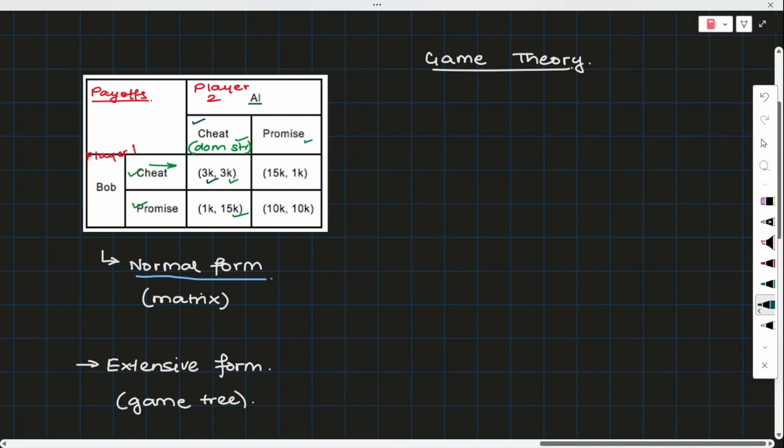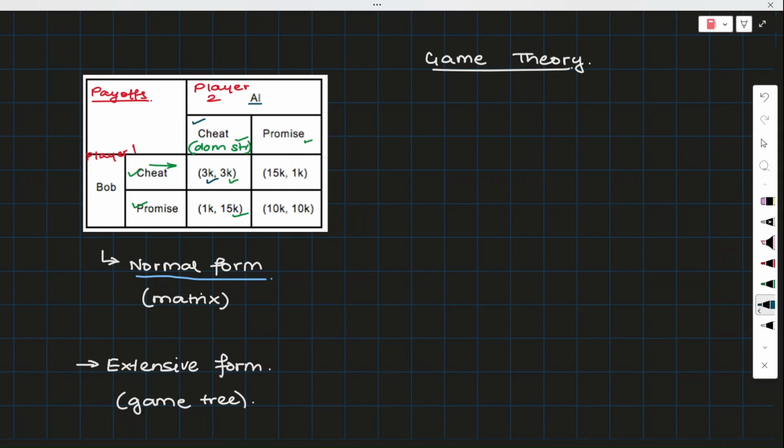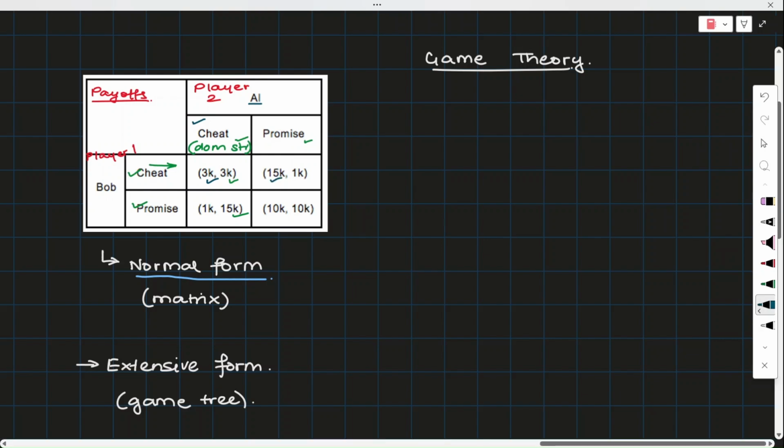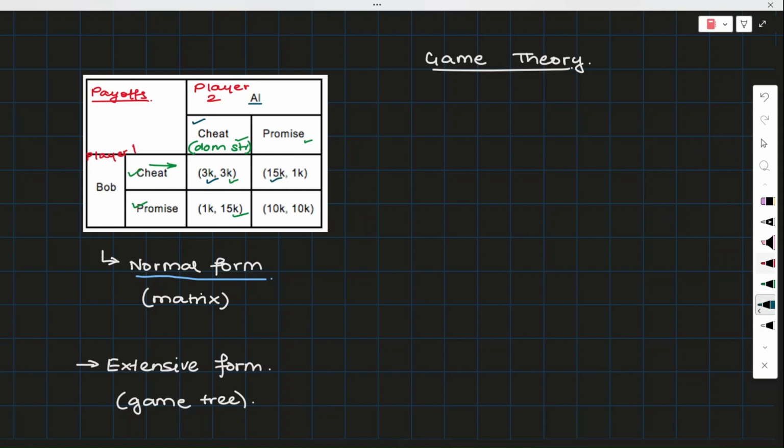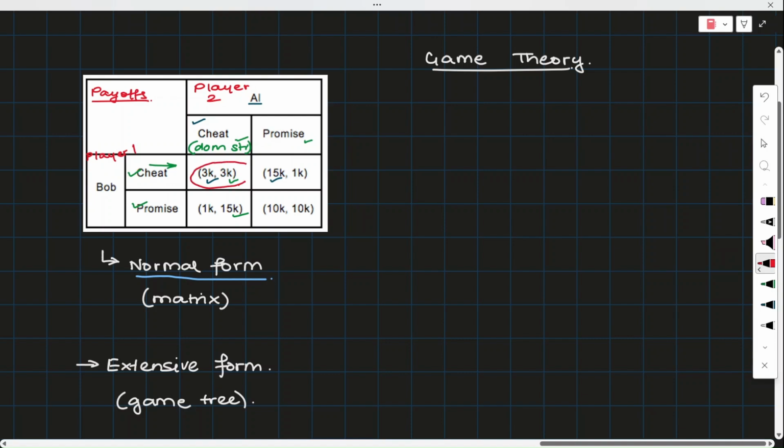Similarly, I want you to do an exercise now and see that when Al ends up promising, it's better for Bob to choose 15k. Now you see again your equilibrium, which is the place where both of them are choosing their strategy, is 3k and 3k. The interesting thing about this is again a situation of prisoner's dilemma.